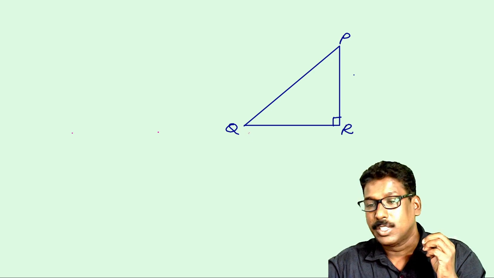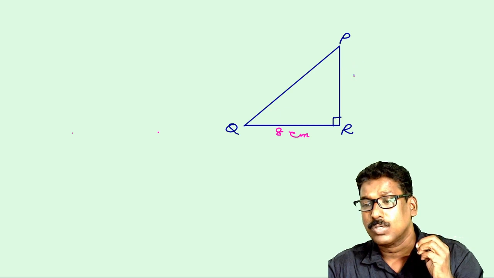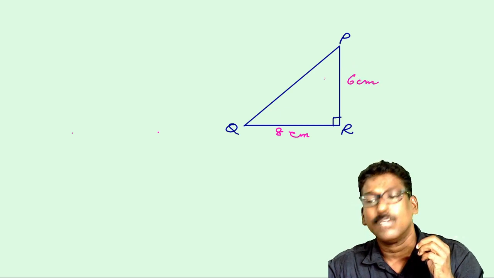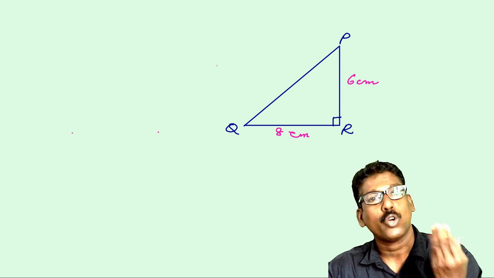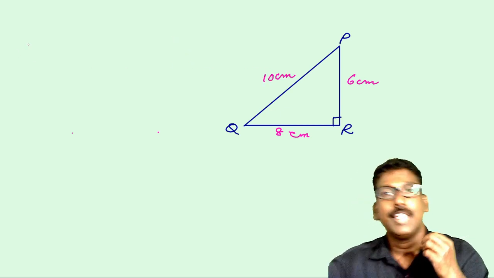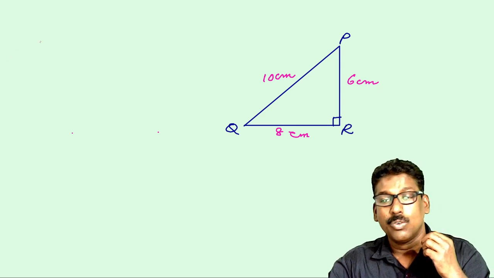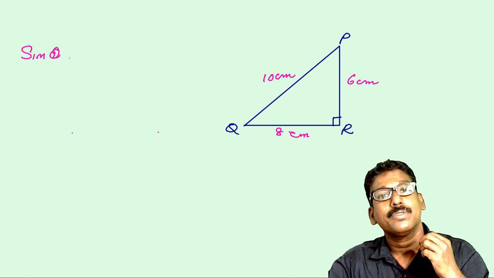Again, let me take right triangle PQR, right angle at R. Now let me take QR is equal to 8 centimeter, PR is equal to 6 centimeter. Then what is PQ? Of course, it is by Pythagoras theorem. It is square root of 8 square plus 6 square, that is square root of 100, which will be equal to 10 centimeter.